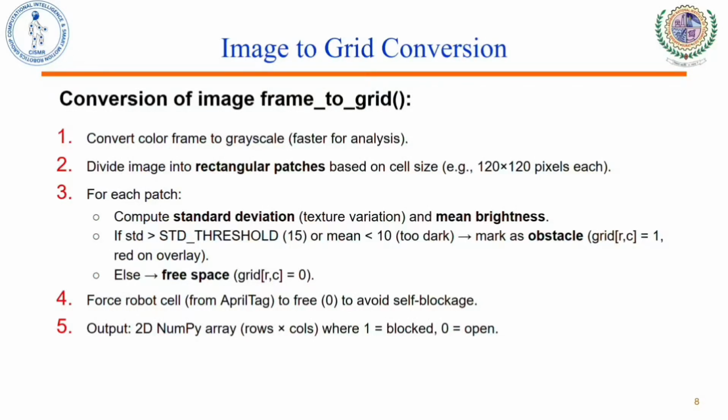Then for each cell, it checks the brightness, or we can say the intensity, of the pixels contained in that grid. If they are greater than the threshold, then it marks them as an obstacle. Otherwise, it keeps them as free cells.